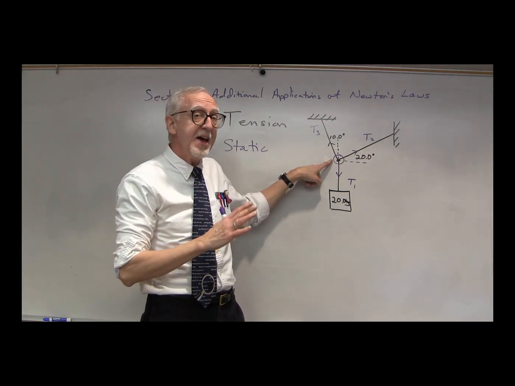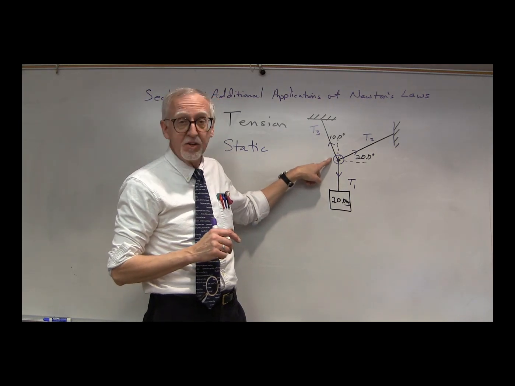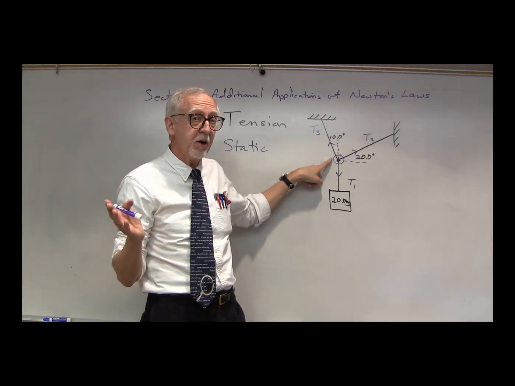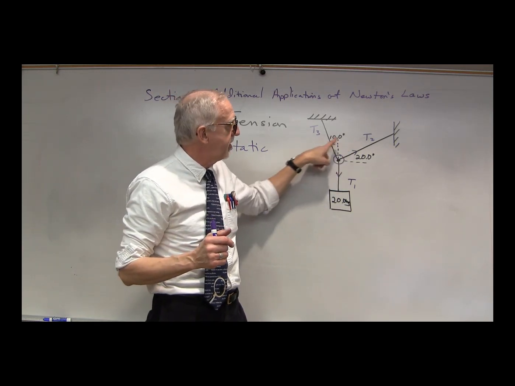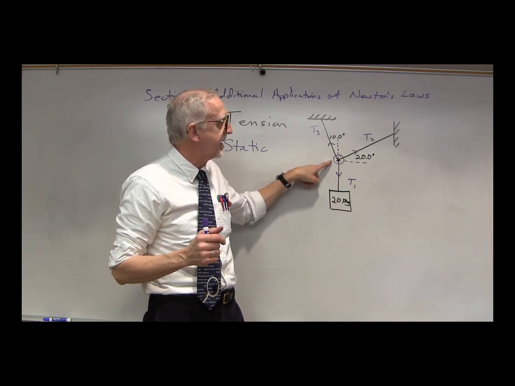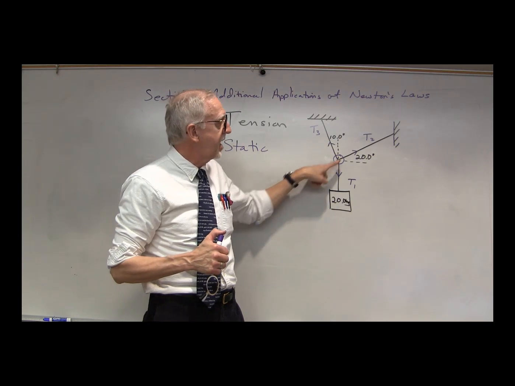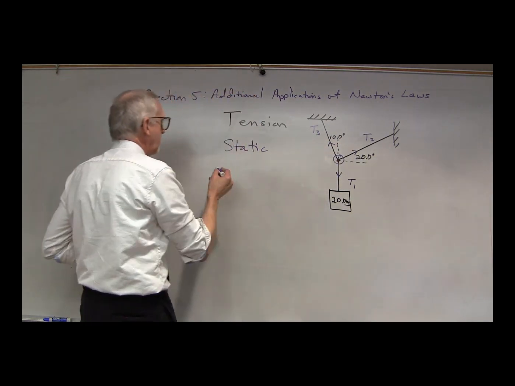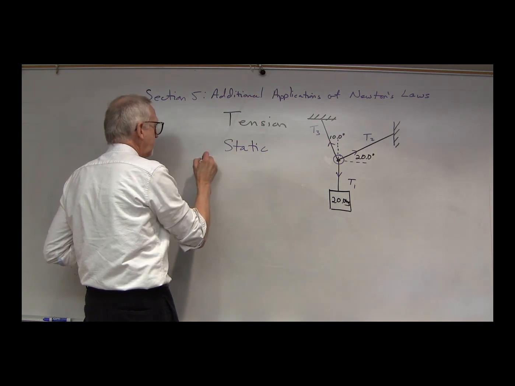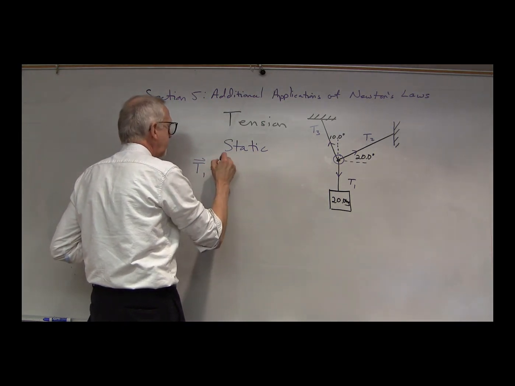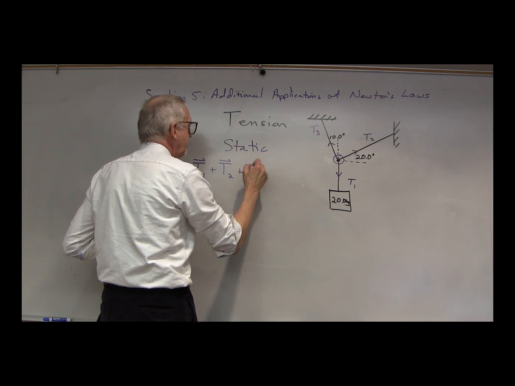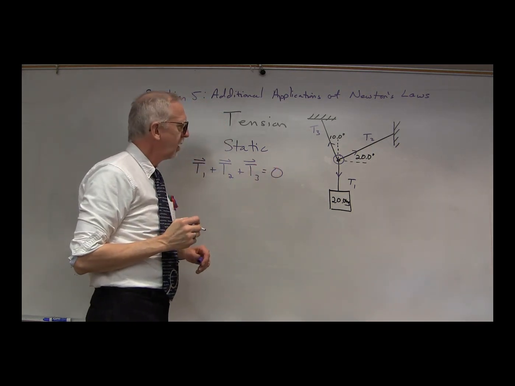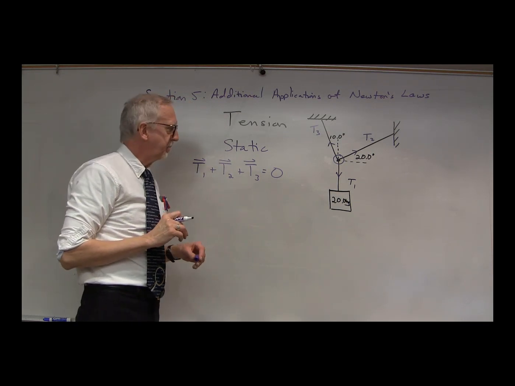Well, what's the net force acting at this point? If its acceleration is 0, the net force has to be 0. So if these three forces are the only forces acting at that point, the sum of these three vectors has to be 0. In other words, T1 vector plus T2 vector plus T3 vector must equal 0. Okay, well that's very interesting.